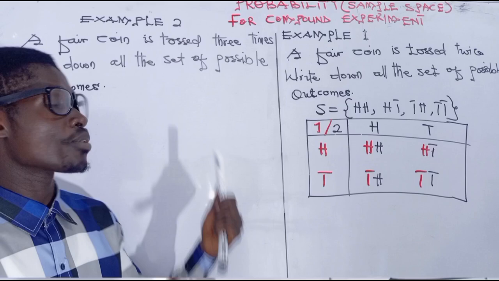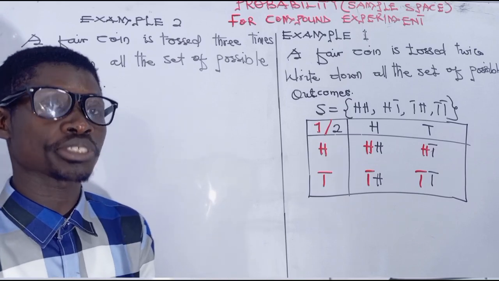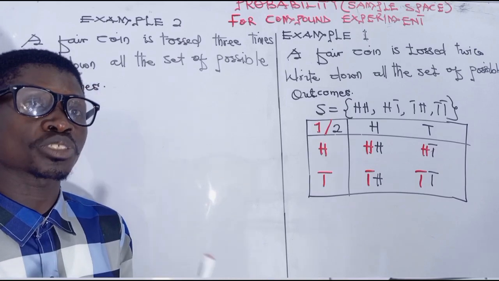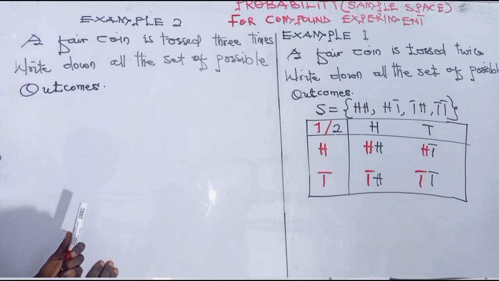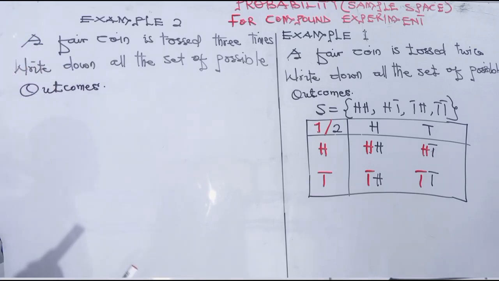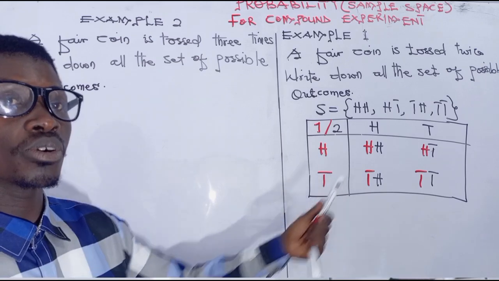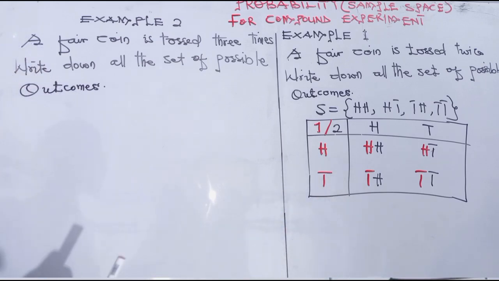Let's look at this example. With the second example, we are saying that a fair coin is tossed 3 times. It's the same as tossing 3 coins simultaneously. We want to write down the sample space or all the set of possible outcomes for this experiment. We can use the table or the tree diagram. So let's use the tree diagram, then after that we come back to the table.